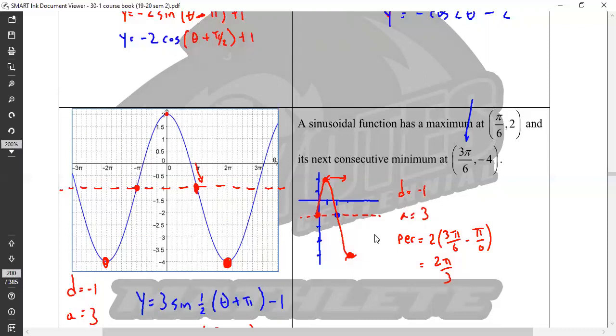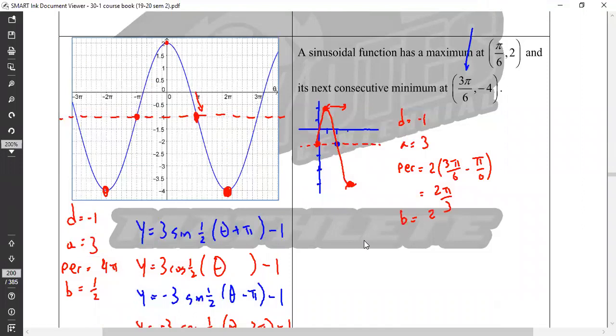It's 2 pi thirds. Therefore, b is equal to 2 pi divided by this period, which is 2 pi thirds. So b is equal to 3. Kind of makes sense. If my period is 2 pi thirds, it has had a horizontal stretch factor of a third. Okay, so b is equal to 3. Therefore, what do we have? We've got y is equal to 3 sine, b is 3, d is negative 1.